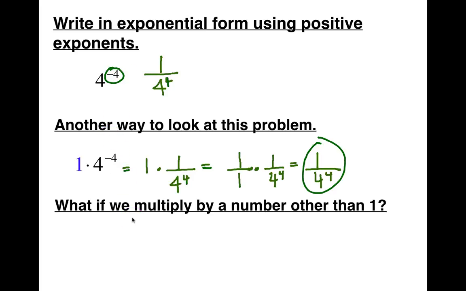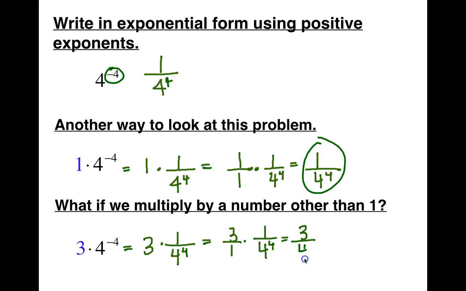Now, why did I do all of that to show you what was basically the same as this? Because what if we multiply something other than 1? Okay, what if we multiplied by 3? Then it's going to be the same idea. We're going to take 3 and multiply by 1 over 4 to the 4th, which is the same as 3 over 1 times 1 over 4 to the 4th, which is going to give me 3 over 4 to the 4th. And so from there, we understand that 4 to the negative 4th is just 1 over 4 to the 4th, which means 1 times 4 to the negative 4th is just 1 over 4 to the 4th.